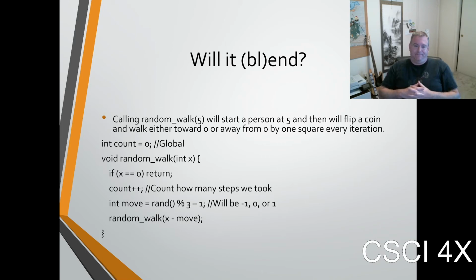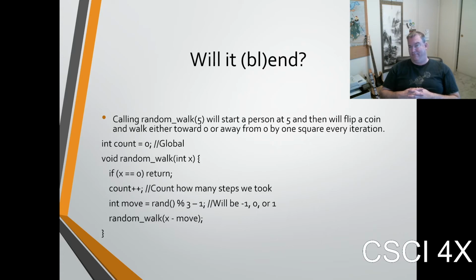Okay. What about now? We've got a function, and if we ever hit 0, if we ever hit the end zone, we return. Otherwise, we flip a coin. If we get heads, we walk forwards. If we get tails, we walk backwards. Actually, we're rolling a 3-sided die.